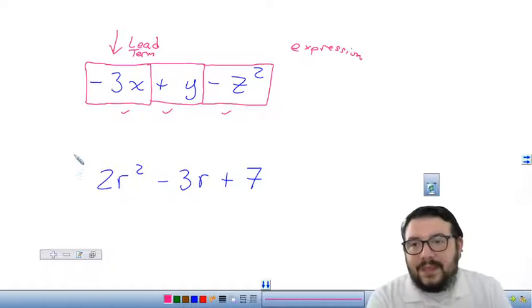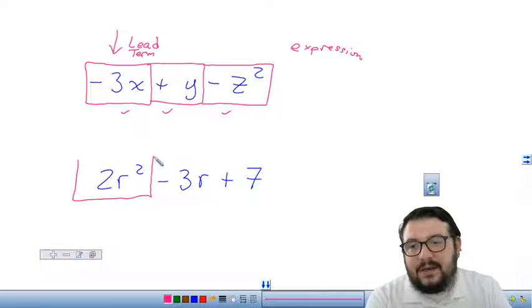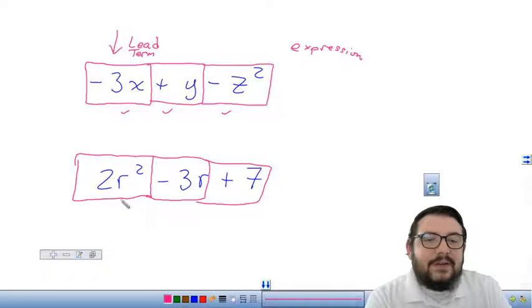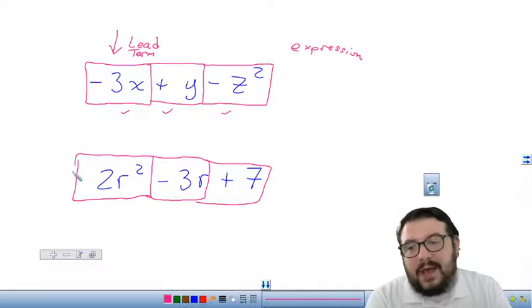Okay. So now let's take a look at this one. All right, I'm going to start here. Go to my minus sign. That's my first term. Do my second term. Do my third term. Which one's the lead term? It's this 2r squared. Squared is another word for the second power. So if you hear the word squared, it means exponent 2, okay? So 2r squared. Squared means second power.